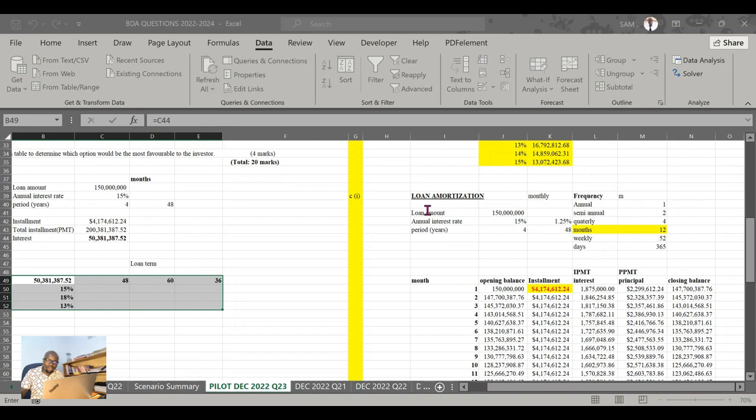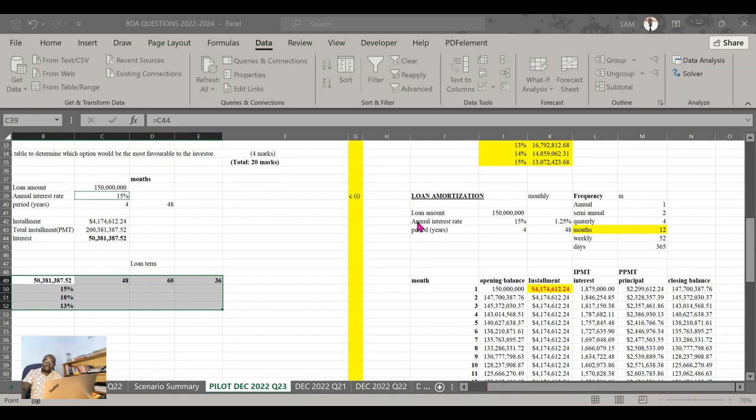Which variable is in the column? The variable that we have in our column are the annual interest rates. You see them? The annual interest rates of 15, 18, and 13. So we go back to our original computation and we pick that annual rate which we used to compute and get this total interest of 50 million. Which rate was that? We used this 15 annual interest rate.